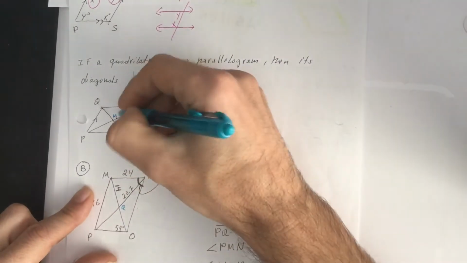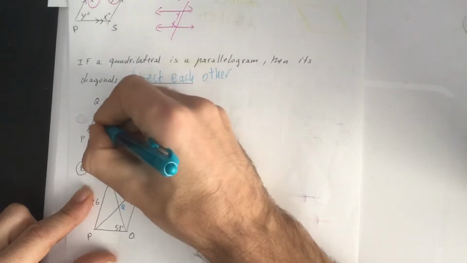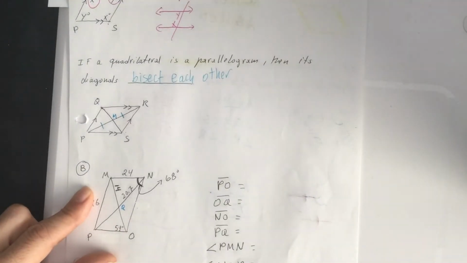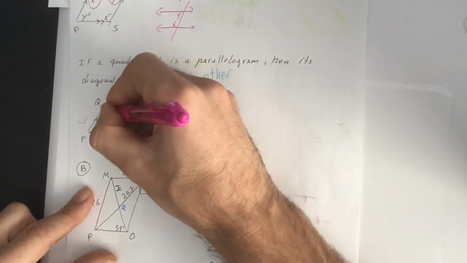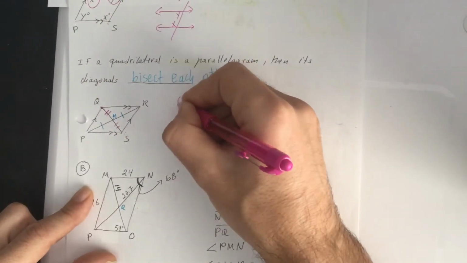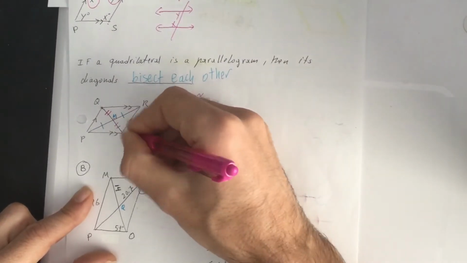It means that this over here is the same thing as that one. So this and that are the same measurement. And guess what? QM and MS are the same measurement. So let's put it together. So QM is congruent to MS.